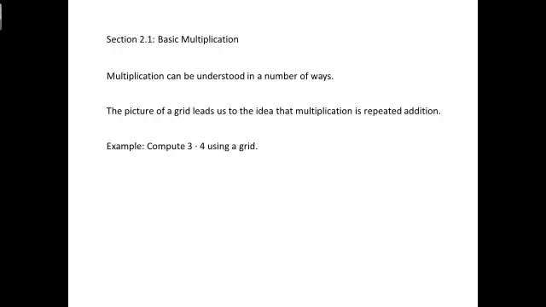So the idea behind using a grid for multiplication is as follows. 3 times 4 means 3 groups of 4. So here's one group of 4. Here's another group of 4, and another group of 4, giving us 3 groups of 4. How many total squares are there? There's 4 here, plus another 4 is 8, and another 4 is 12. So 3 times 4 is equal to 12.